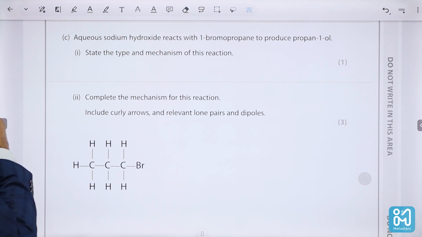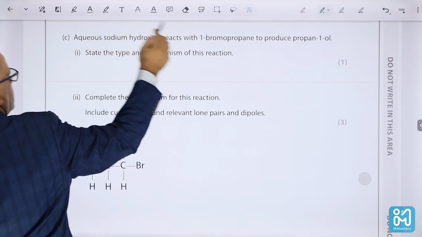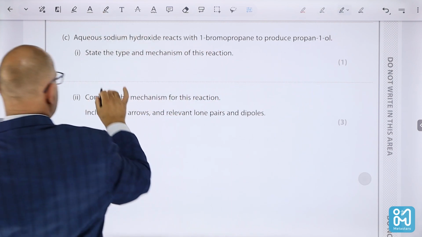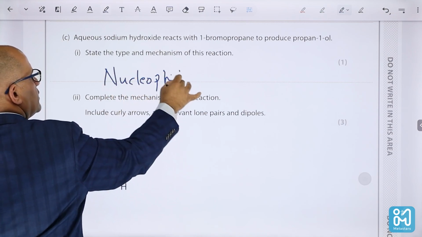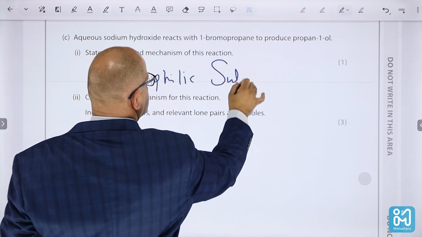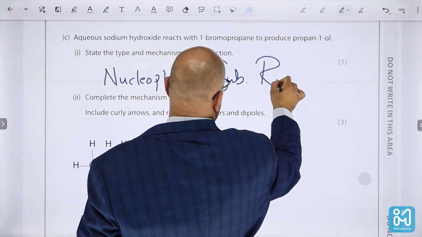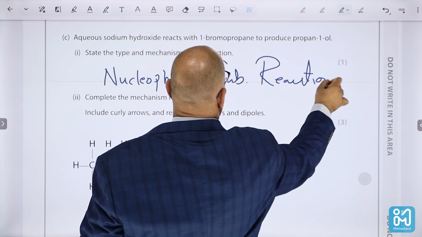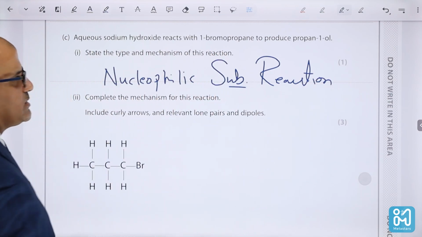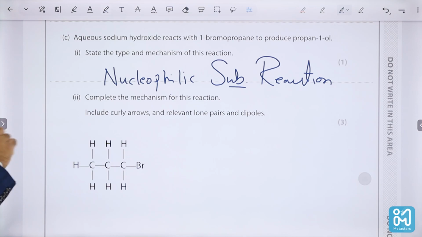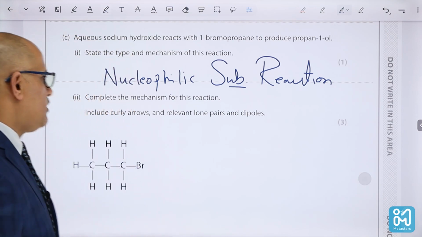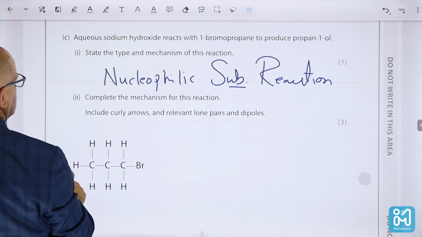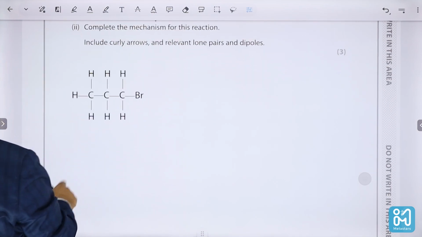Aqueous sodium hydroxide reacts with 1-bromopropane to produce propan-1-ol. State the type of the mechanism of the reaction. It's clear that it is a nucleophilic substitution reaction. Don't worry about the abbreviations used there, you shall follow what I was saying in the explanation. Don't write abbreviations in your external exam.